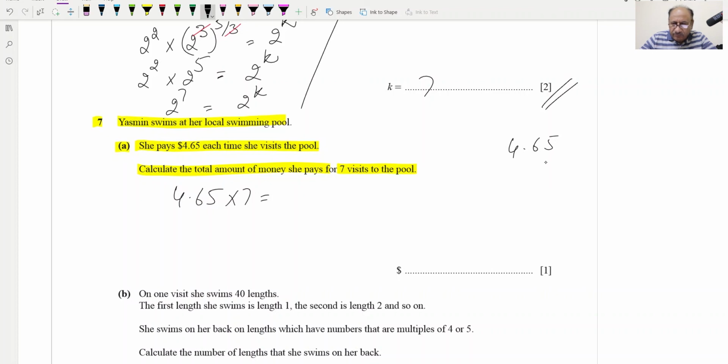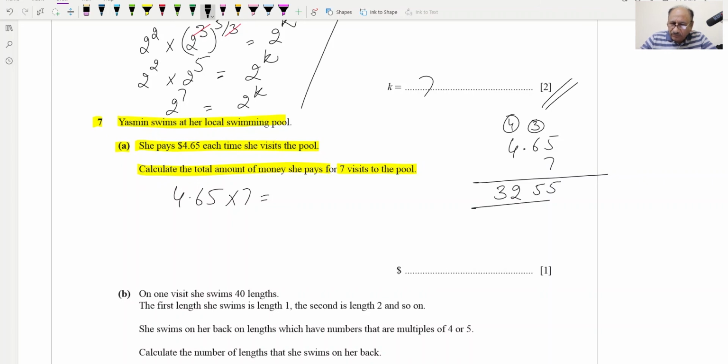4.65 multiply by 7. Ignore decimal and multiply. So decimal we will be dealing after multiplication. So 7 5s are 35, so we can write 3 over here and 5 over here. Then 7 6s are 42. 42 plus 3 will be 45. So 5 will be here, 4 will be here, and 7 fours are 28. 28 plus 4 will be 32. We will write here 2.